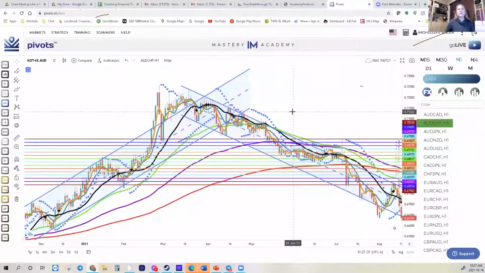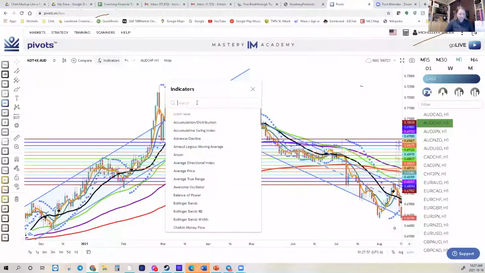So I personally don't use Bollinger Bands very often. And the reason I don't use Bollinger Bands is because Bollinger Bands move with the market, right? And so if the market continues to rise, the Bollinger Band is actually going to rise with it, right? So let me just add a Bollinger Band so I can give you an example.